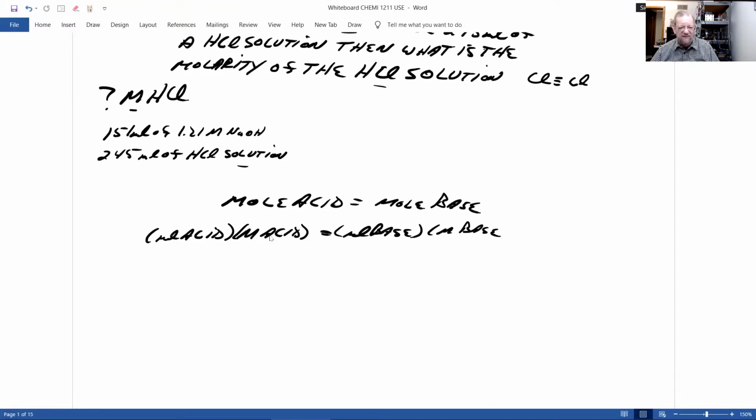Before test number 4, which is coming up in a couple of weeks, you should know NaOH is a base and HCl is an acid. What we're trying to find here is the molarity of the acid. Now, I'm going to put in the numbers. The milliliters of HCl is 245 milliliters HCl. The molarity, we don't know.